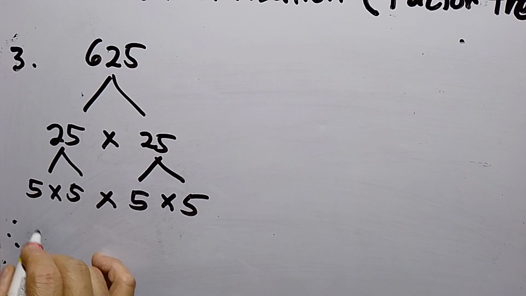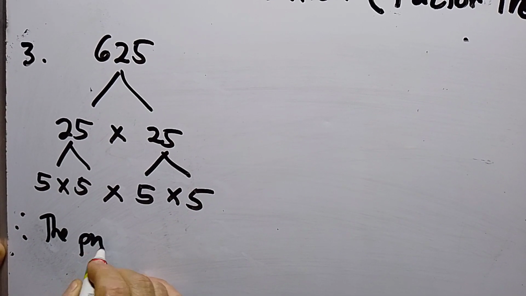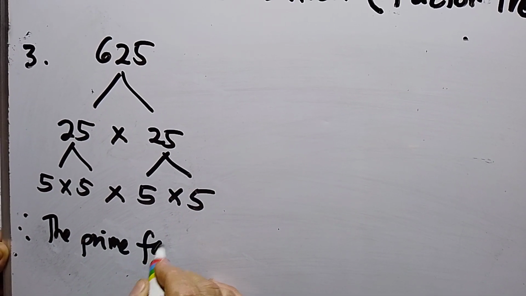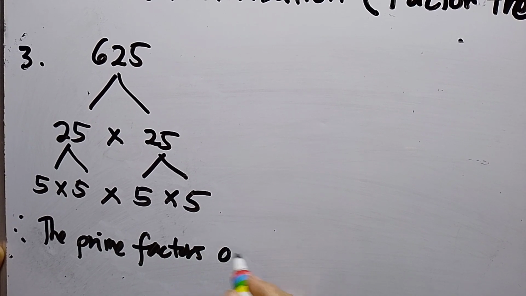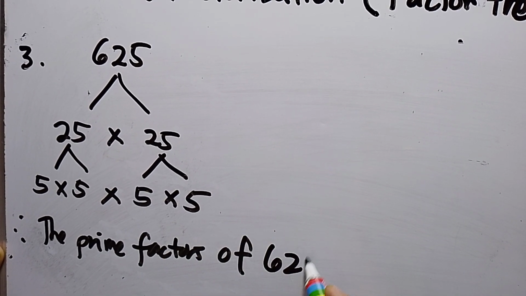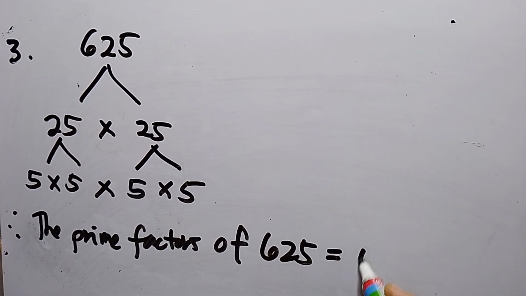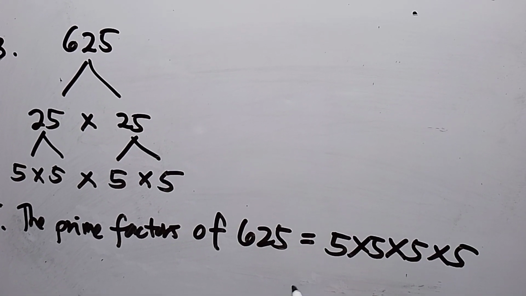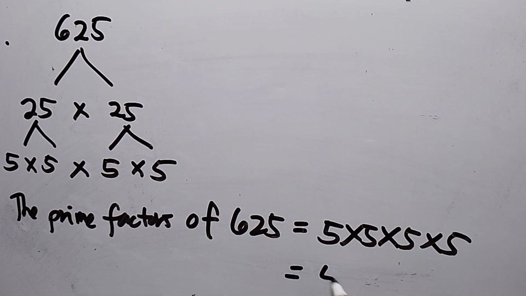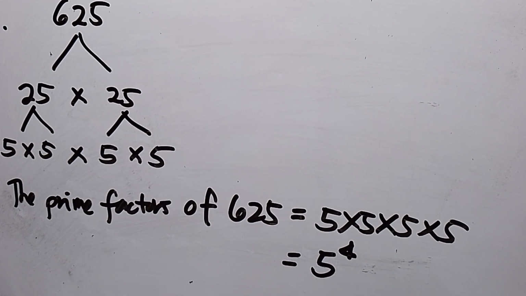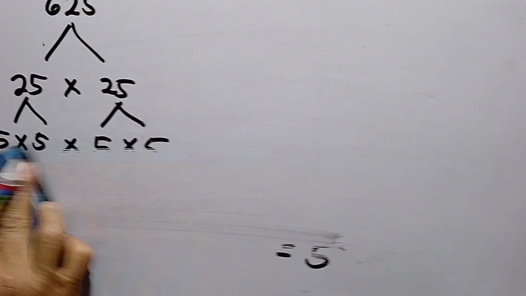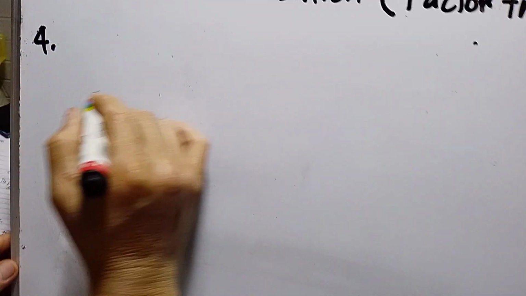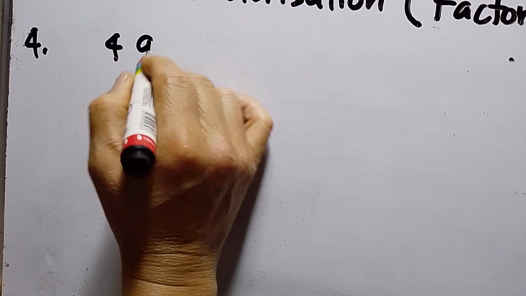So therefore, the prime factors of 625 is equal to 5 times 5 times 5 times 5, or in exponential form, this will be 5 raised to the fourth power. Okay, let's move to number 4. Number 4 is 4,920.